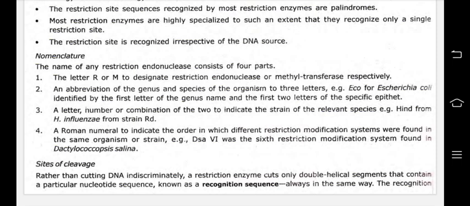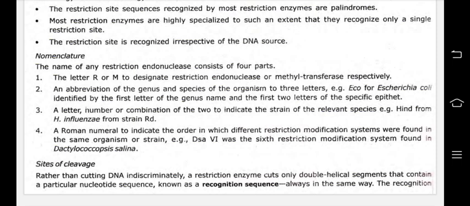A letter, number or combination of the two to indicate the strain of the relevant species, for example Hin from H. influenzae, strain Rd. A Roman numeral to indicate the order in which different restriction modification systems were found in the same organism or strain, like DsaVI was the sixth restriction modification system found in Dactylococcopsis salina.